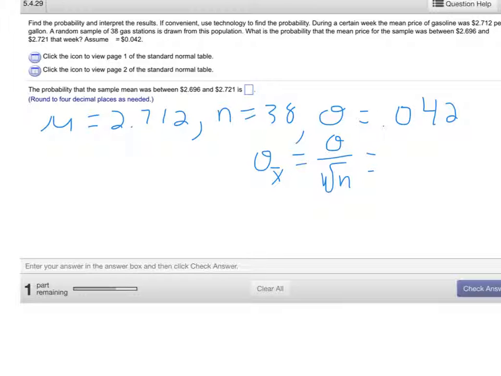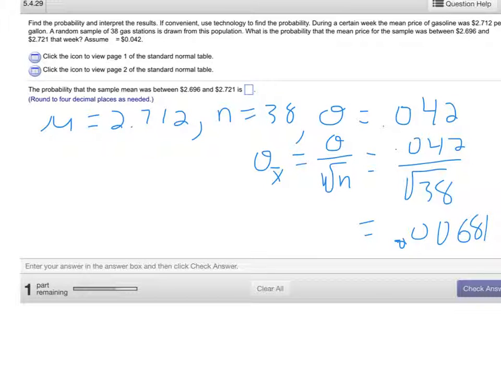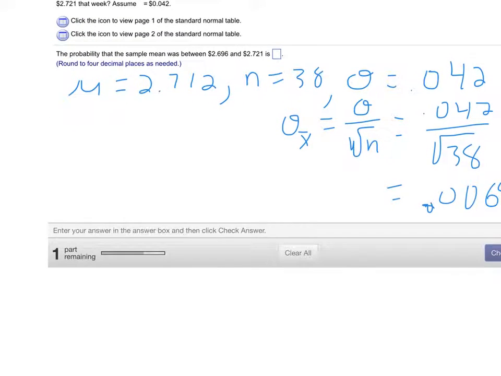And so that would be 0.042 over the square root of 38. That comes out to like 0.00681. And so this will be the standard deviation for the sample of 38. And now we want to find the probability that the prices of gas are between these two numbers here.